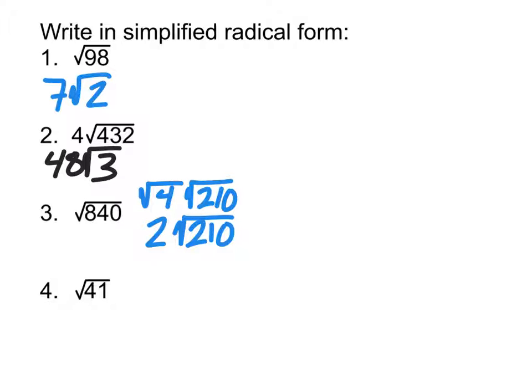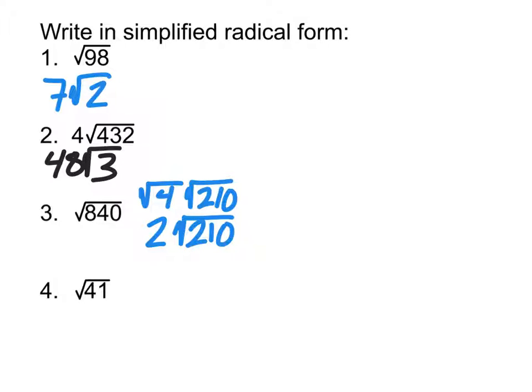Now, if you find yourself in this situation where you still got a really big number in there, you might be wondering, did I really find the biggest perfect square? And so you can take a look at the 210 now and see, are there any perfect squares that go into that one? And in this case, the answer is no, which tells me that this is as good as this one's going to get. So the final answer is 2 times the square root of 210.